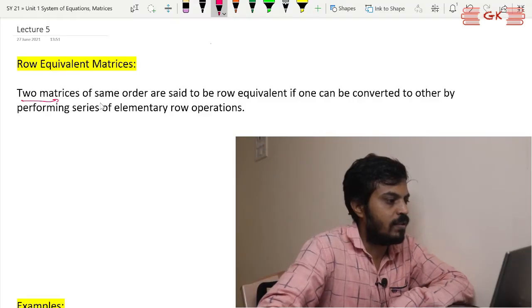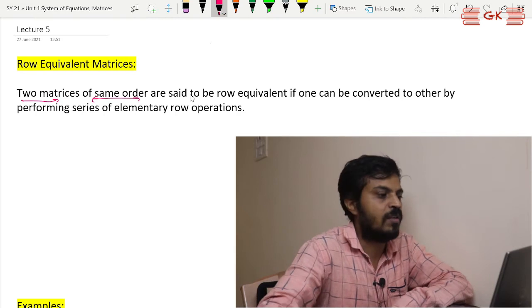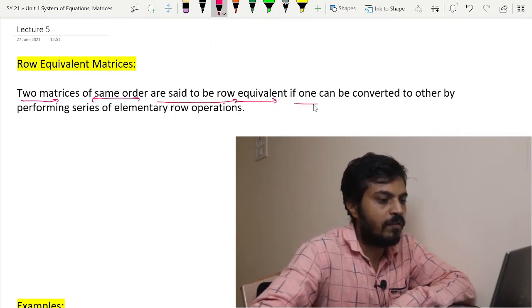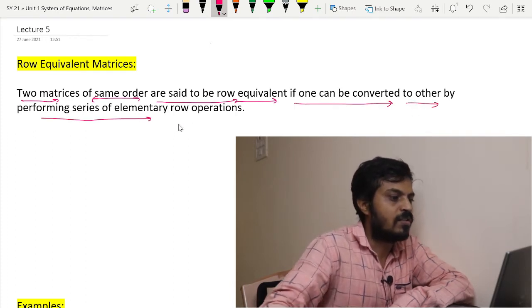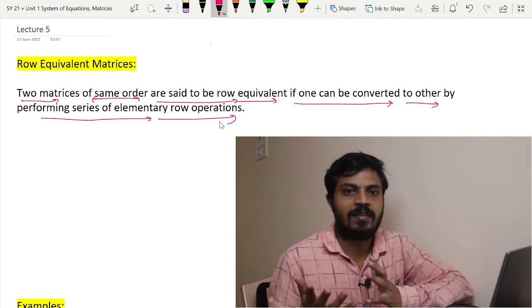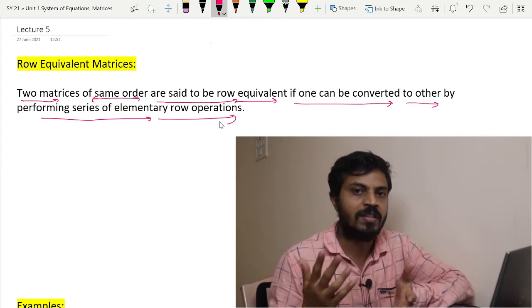Two matrices of the same order, note that we should have two matrices of the same order, are said to be row equivalent if one can be converted to the other by performing a series of elementary row operations. So suppose you have two matrices, let us say A and B. Note that the orders of A and B should be the same.